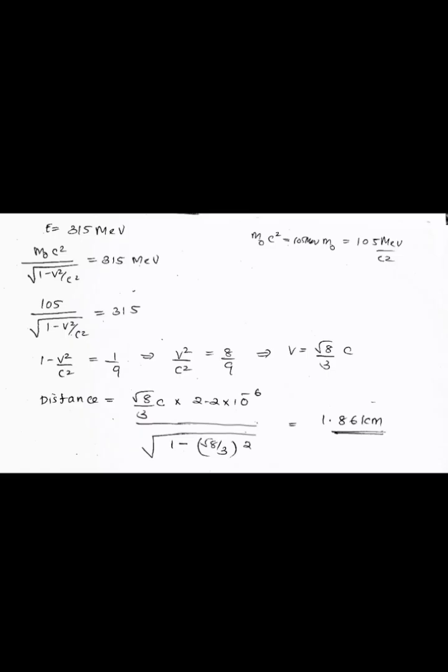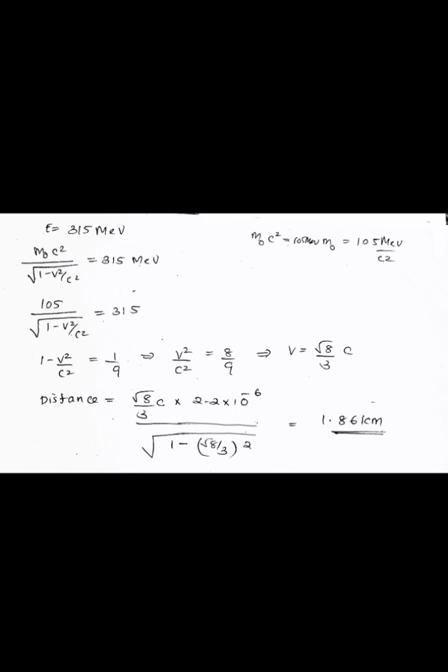Substituting these values here, we get m0 c square divided by square root over 1 minus v square by c square is equal to 315 MeV. Here m0 c square is equal to 105 MeV. So that's 105 divided by square root over 1 minus v square by c square is equal to 315 MeV. So 1 minus v square by c square is equal to 1 by 9. That is v square by c square is equal to 8 by 9. That is v is equal to square root of 8 by 3 into c.